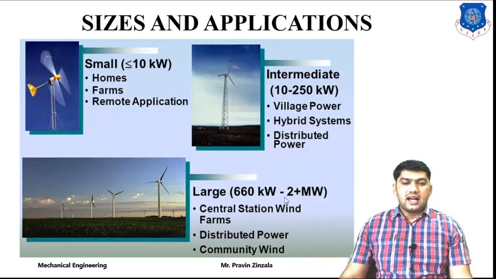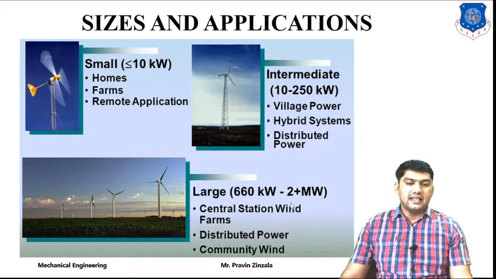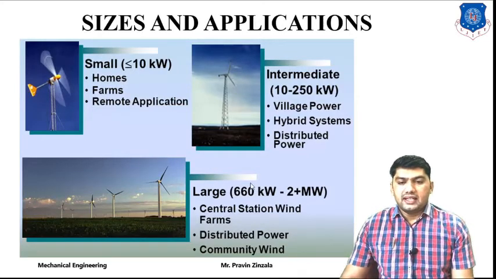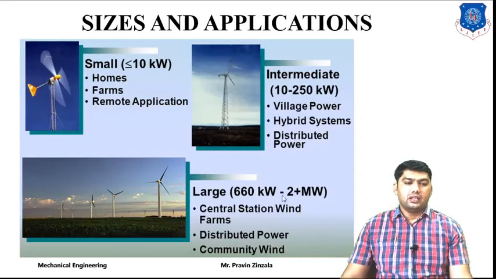Third is large scale power generation, or large size windmill. If the power generation is near 660 kilowatt or up to 5 or 10 megawatt, it is called a large windmill. Large scale wind turbines are generally utilized for central station wind farms, distributed power, or community wind. Currently, for power generation, we are utilizing large scale wind turbines up to 10 to 15 megawatt.